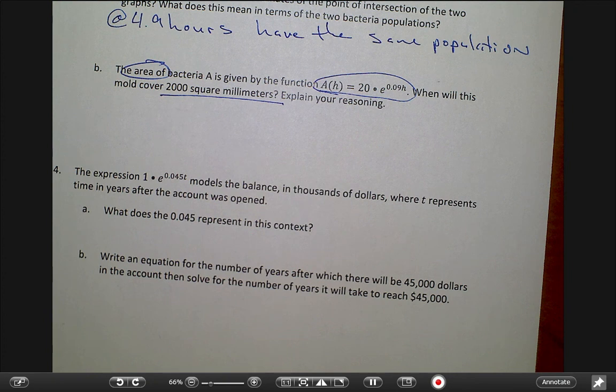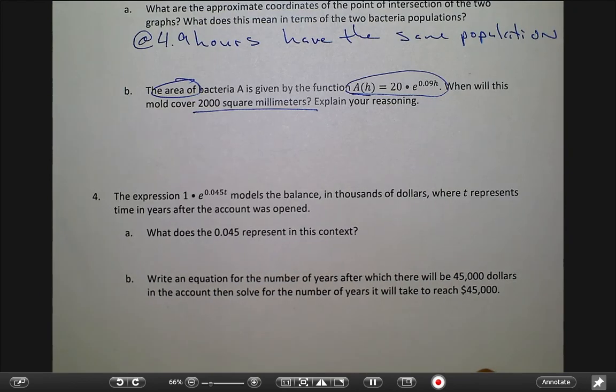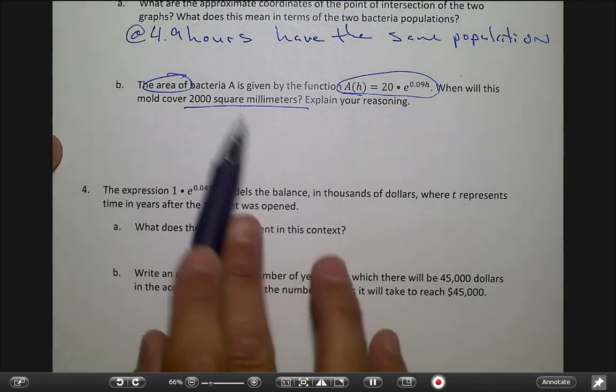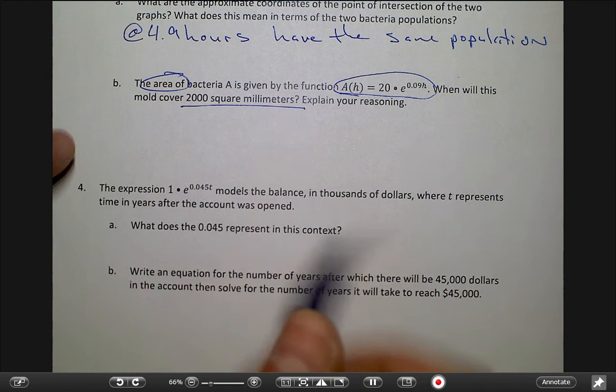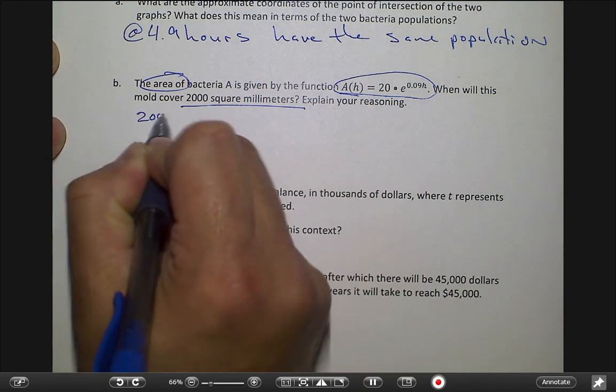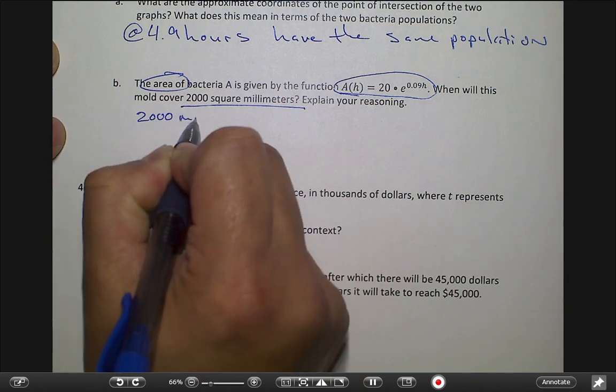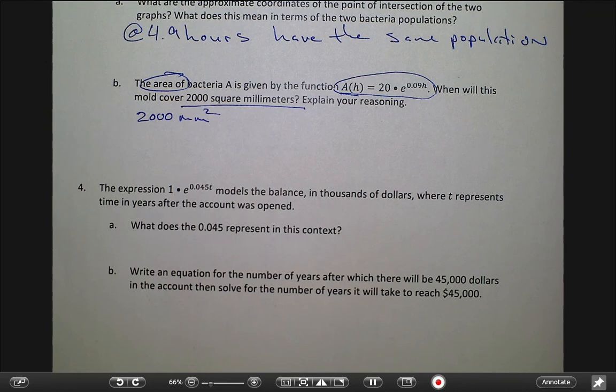Is that my area? No. Oh, that is your area. That is the area, square millimeters. So that would be the same as saying 2,000 millimeters squared. That's an area. Square units are areas. Cube units are volume. So again, this is an area problem.